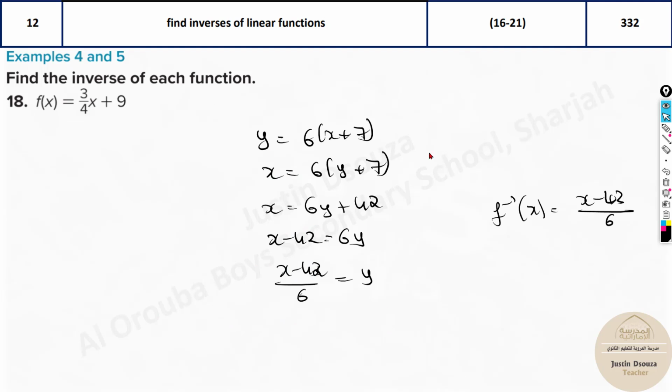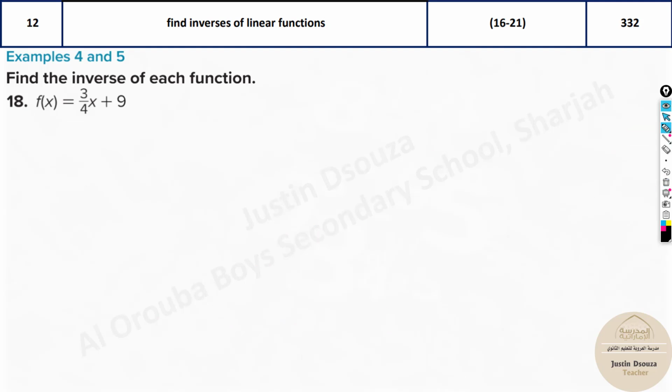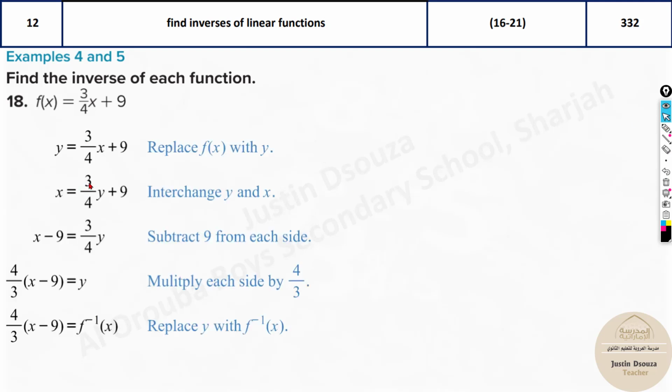Then what else? We have another problem here. Same thing. It's up to you. If you can't do the direct method, just use the substitution. See over here, substitution, change this. First f of x becomes y. Now swap these two. y becomes x, x becomes y. Now simplify. 9 goes to the other side, becomes minus 9. And then over here, this 4 by 3 is multiplied. You can multiply this in by the distributive property or leave it over here.